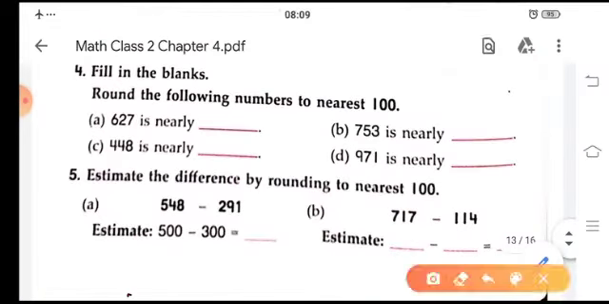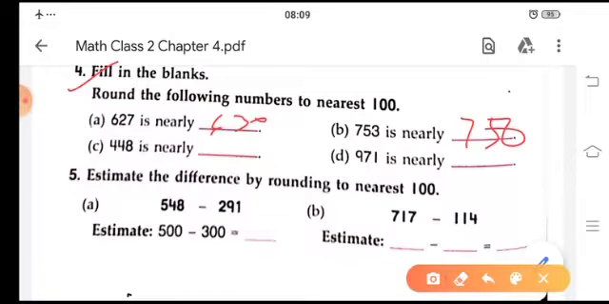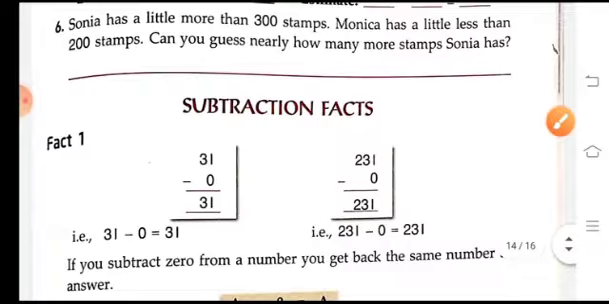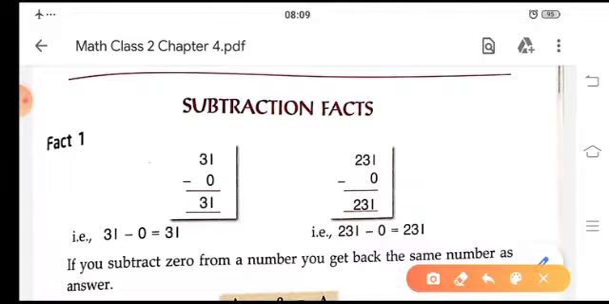Then rounding of numbers to the nearest 100. 627 is nearly equal to 630. 750. 442, 450. 971, 970. Okay, so do all these sums in your copy.